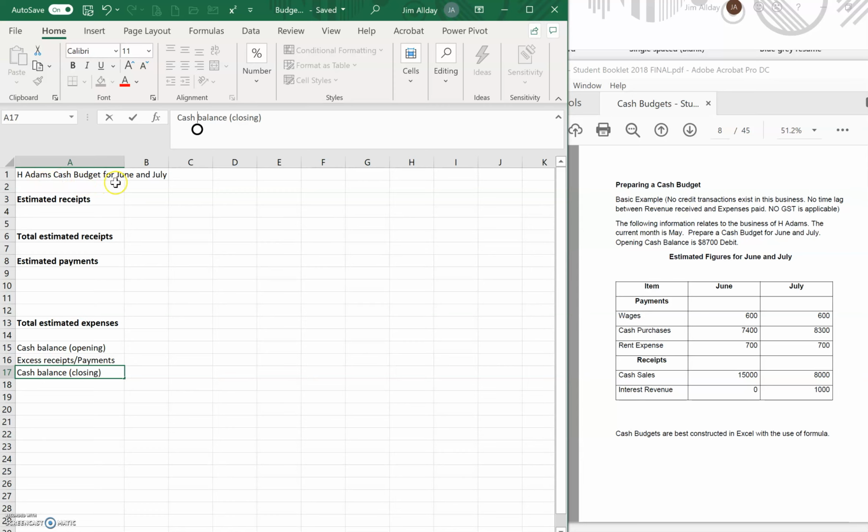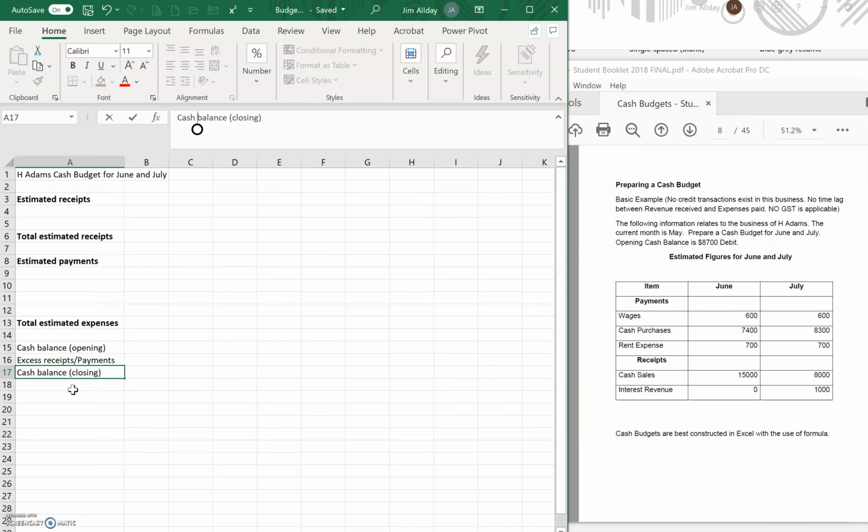We've got a title, what it is, a cash budget, who it's for, and the period of time we're looking at. Then down the left hand side, we've got estimated receipts, so the cash coming in. We're going to total that. We're going to have our estimated payments, the cash that is leaving the business, totaling that. And then the important part at the bottom here, we're going to work out how much our closing bank balance is predicted to be. Remember, this is a forecast into the future.